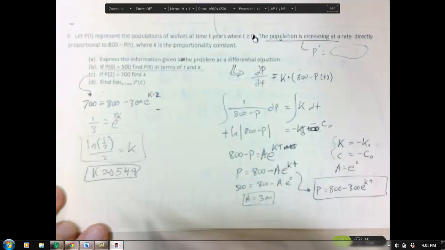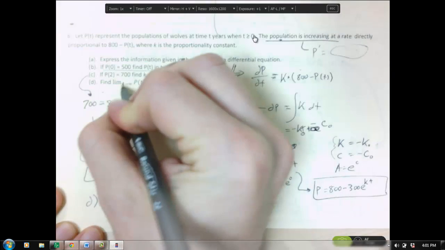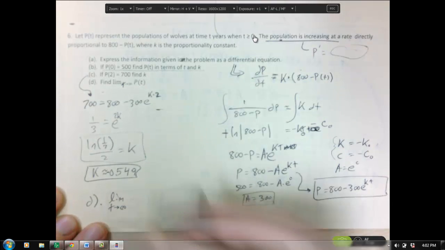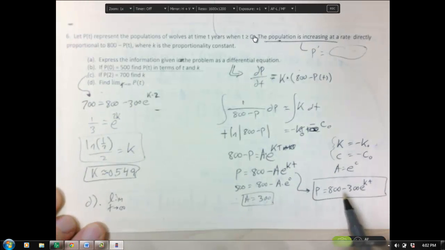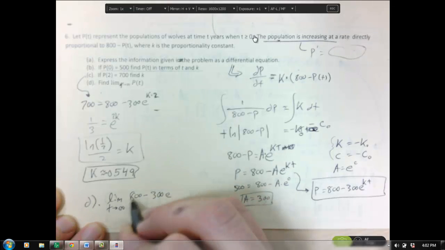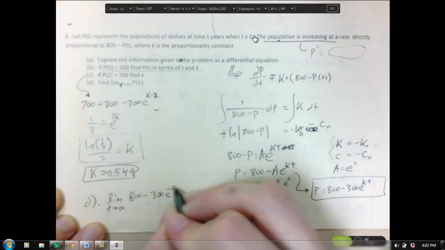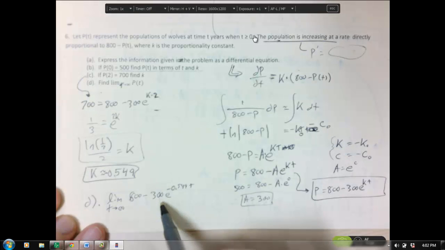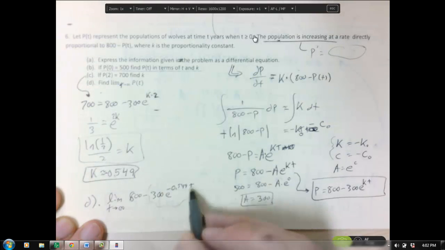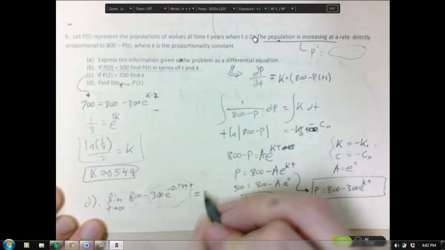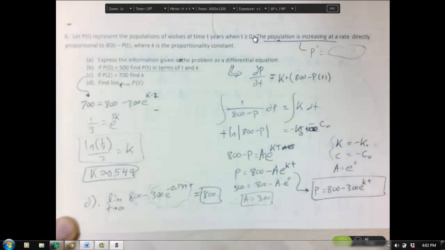All right, so the last part, part D, says I should evaluate the limit as t approaches infinity of that equation. So we'll write that. Let's see, my full equation was the result of part B over here, so it's 800 minus 300 times e to the negative 0.549t. Because this exponent is negative, that's really the same thing as saying 1 divided by that increasing function. So as t approaches infinity, this entire term should be approaching 0, which leaves the eventual limit as a population of 800. That's the end of problem 6.